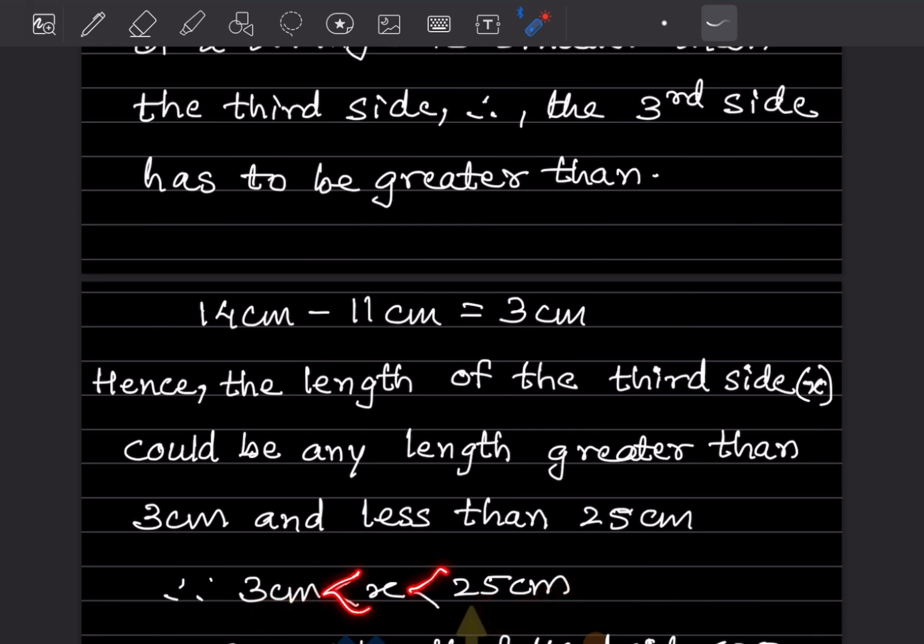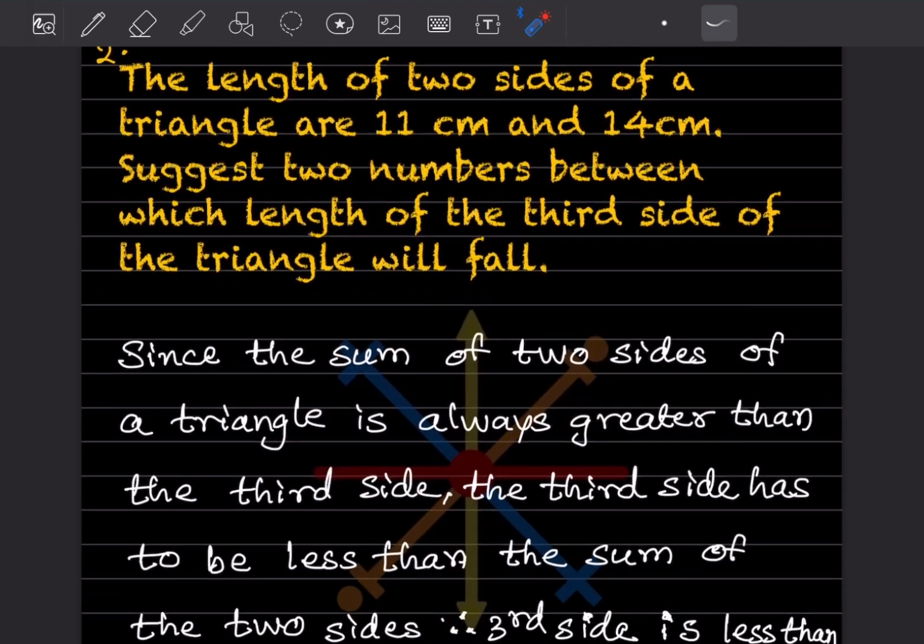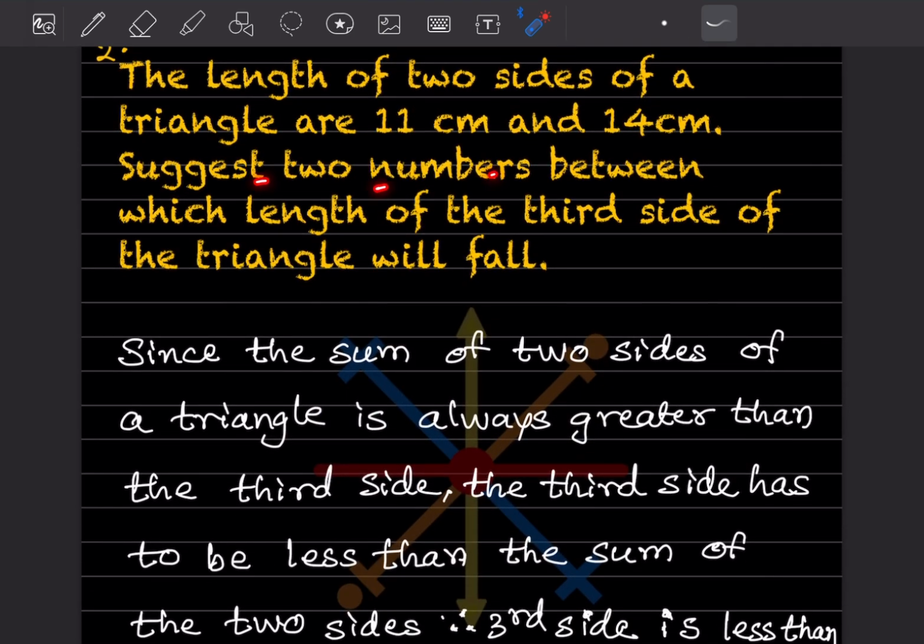So 3 centimeter is less than X, where X is the length of the third side, and this is less than 25 centimeter. They said suggest two numbers between which the length of the third side of the triangle will fall.